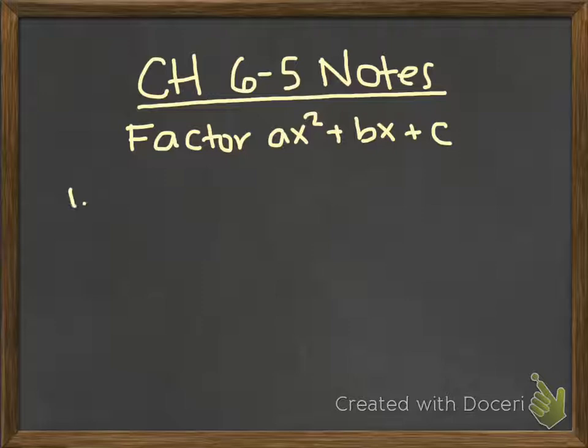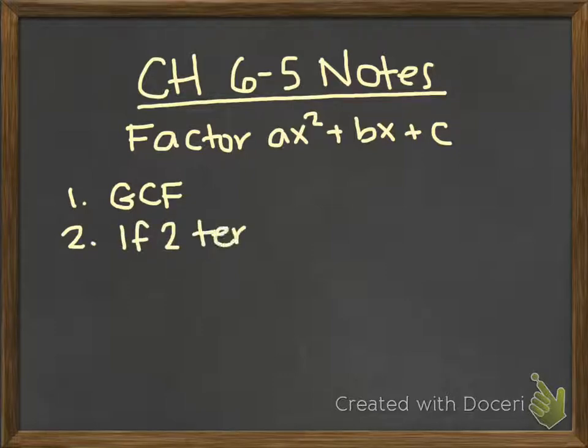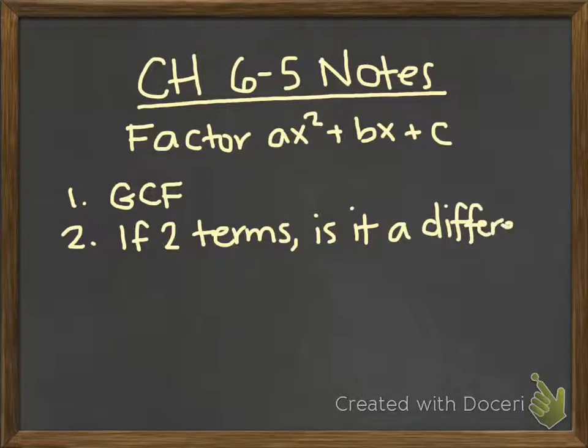Okay, step 1, you have to see if there's a greatest common factor, and you need to pull that out first. Step 2, if there are two terms, you need to check to see if it's a difference of squares. And if it's not, you're done.